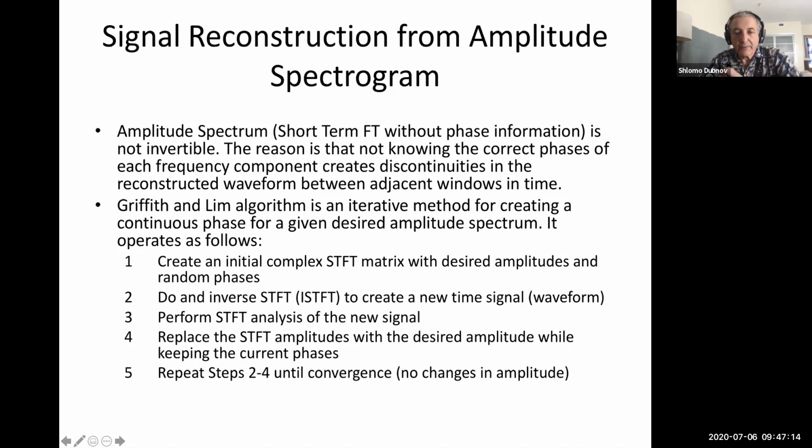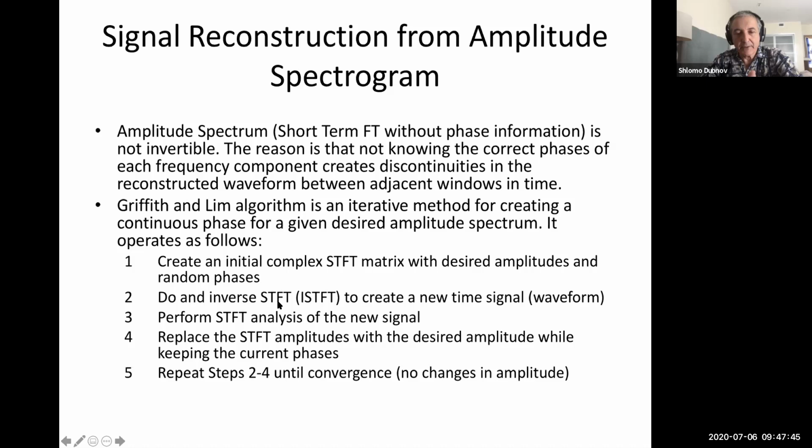And again, I remind you what the setup here is. The setting is that you have an STFT matrix only with the amplitudes. So you keep it always with you. This is what you want to reconstruct. So now you force the new signal to have the right amplitudes, but you keep the current phases. And then you repeat steps 2 to 4, and replace, again, the STFT amplitude with the right amplitude.